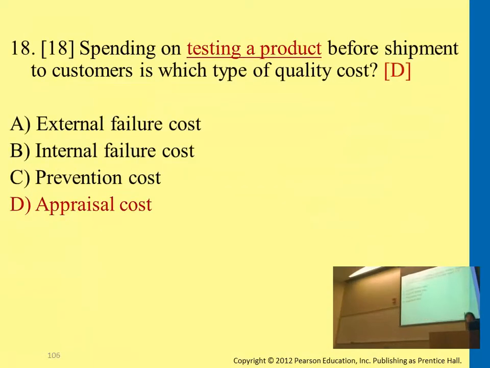Okay, number 18, spending on testing a product before shipping to customers. This was already covered a little bit in the previous problem. Testing something is related to appraisal cost. Remember, prevention cost relates to any cost incurred before manufacturing the product. Testing, reworking represents the appraisal cost, internal failure cost. So testing a product is appraisal cost here.